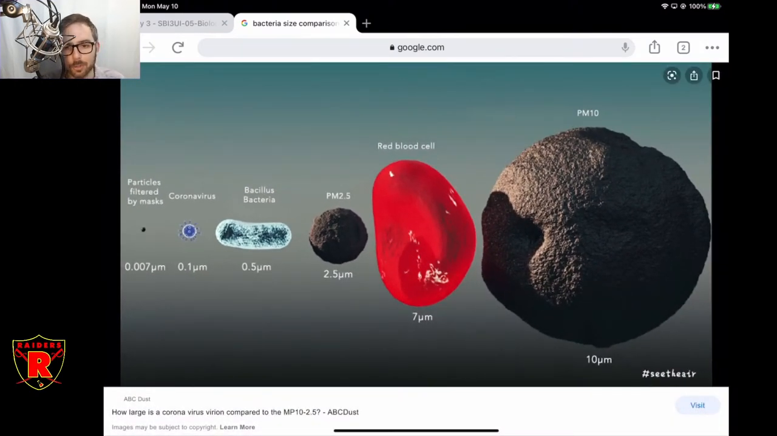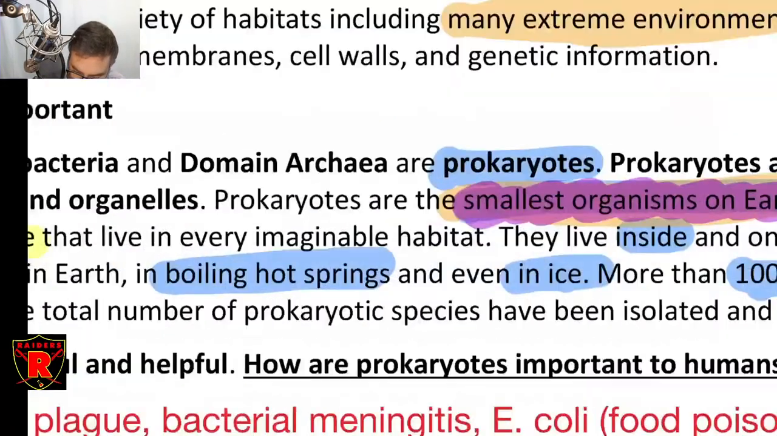That PM10 particle over there is a large particulate matter particle. This must be about mask filtration or something, because they got a lot of dust particles here. But anyway, that PM10 particle there is a little bit smaller than the average human cell. So the average human cell is probably around 10 to 20 micrometers, maybe about double that size. So again, if you look in comparison to a bacteria, to a single-celled organism, they are very small. And viruses are even, again, much smaller than that. So they're teeny tiny.